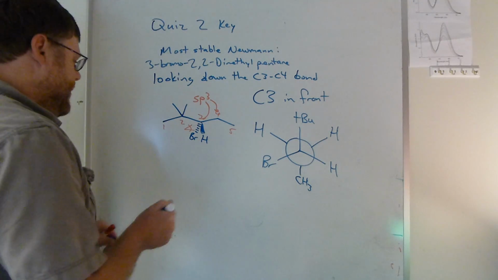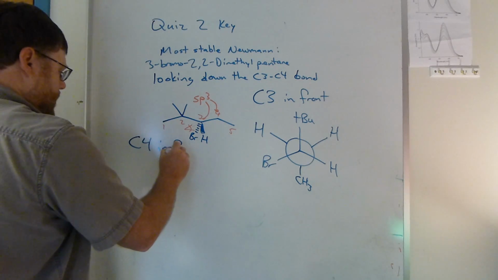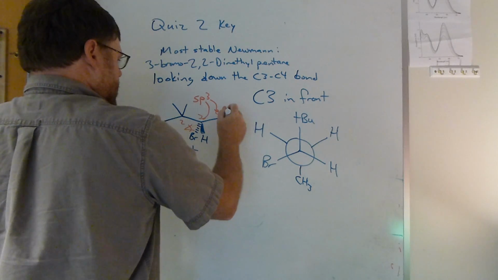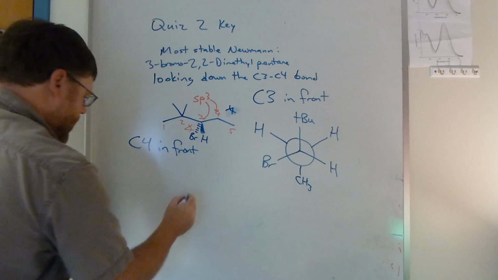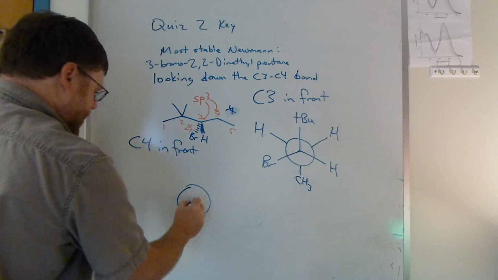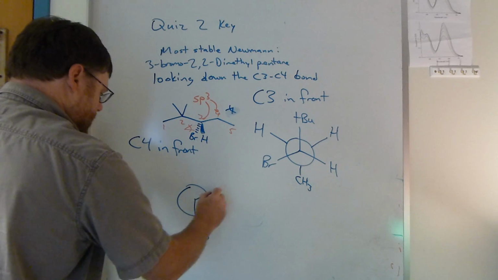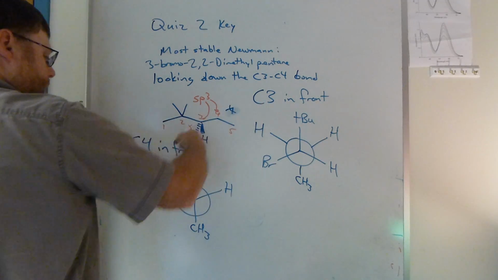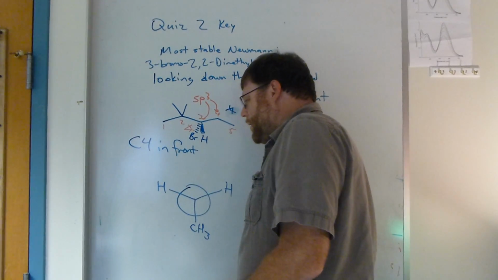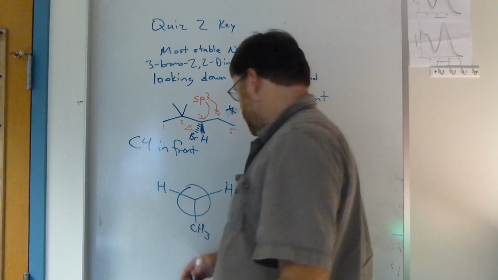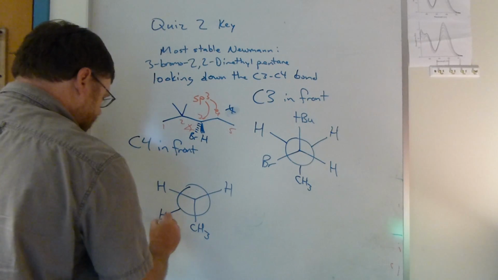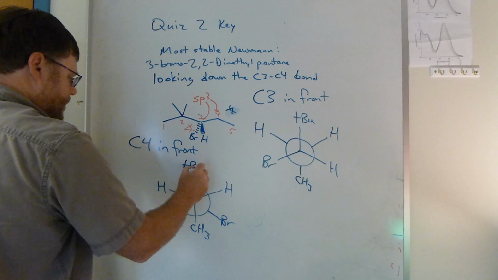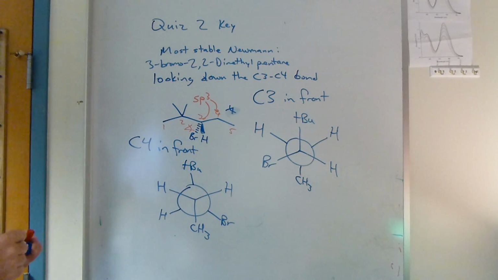So let's look at it if you do C4 in front. All right, C4 in front. If I'm looking there, methyl is down. H is up. And as I come around and peer down this way, I've got an H coming out, a bromine going back. So that's an H to the left, a bromine back, and then the t-butyl group is sticking up off that back carbon. All right, so that's with C4 in front.